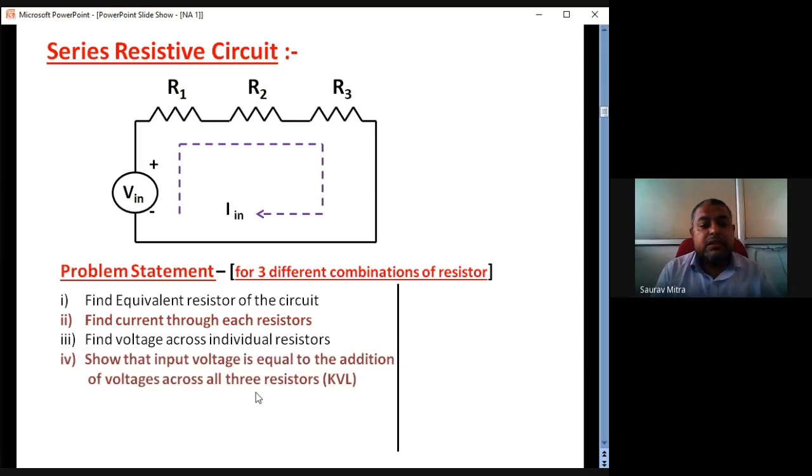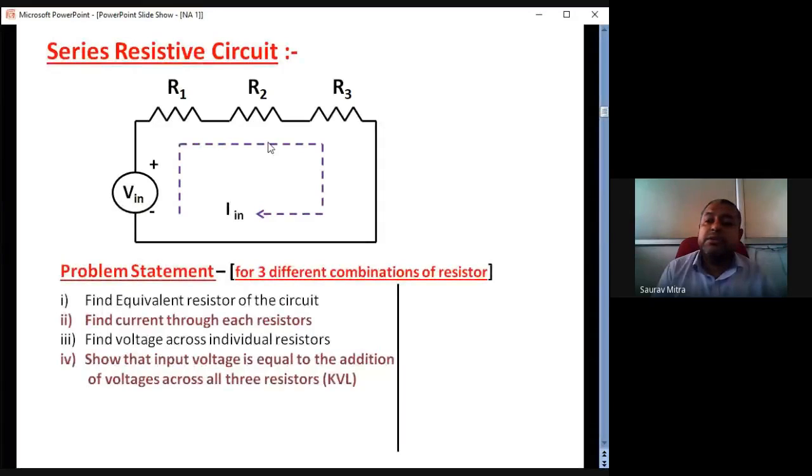And the fourth problem statement is: show that the input voltage is equal to the addition of voltage across all three resistances. So the first job is to find R equivalent. Why are you finding R equivalent? That is R1 plus R2 plus R3. We are finding that to find IN. So Vin divided by equivalent resistance is equal to IN. Once you find IN, you can multiply IN with each individual resistor and find each individual resistive voltage, that is V1, V2 and V3.